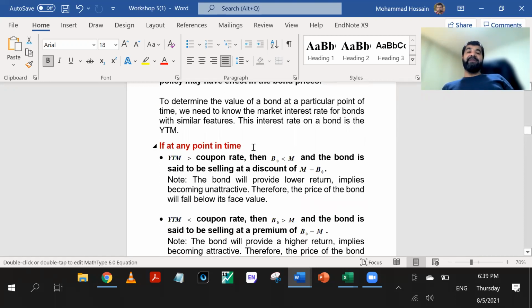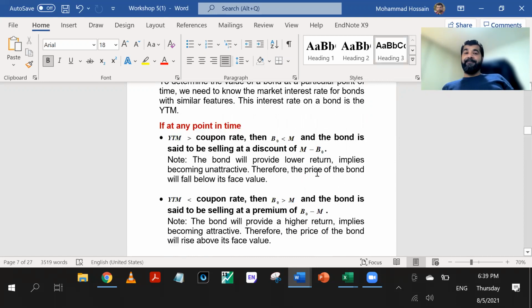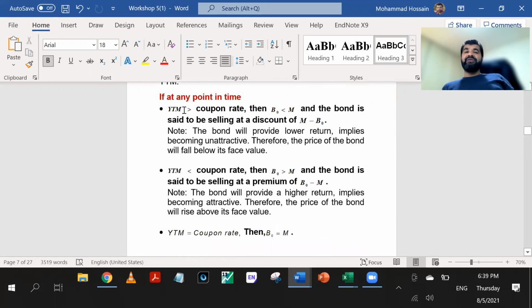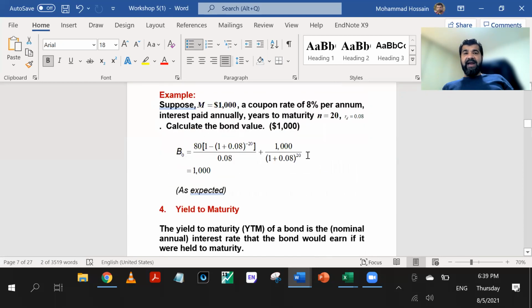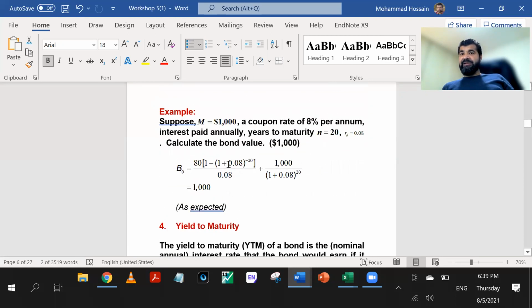If at any point in time, yield to maturity is greater than the coupon rate, then bond value is less than par value. This says yield to maturity. Now the question you may ask: what do you mean by yield to maturity and coupon? What is the difference between these two? This is your coupon rate. So isn't YTM equal to the coupon rate? No, it's not.